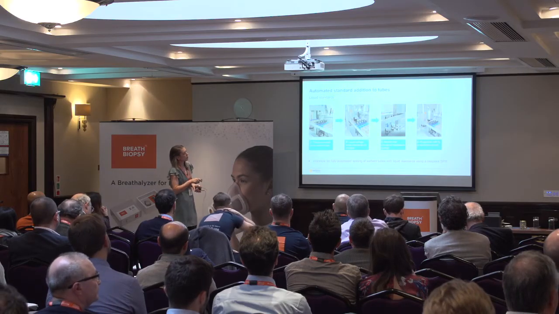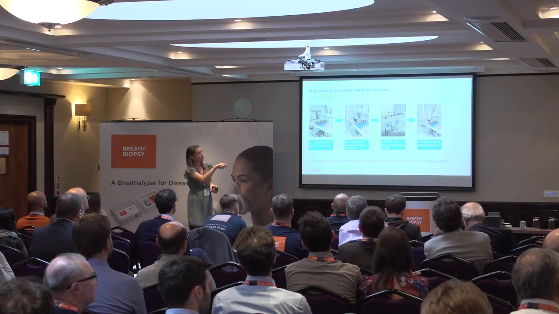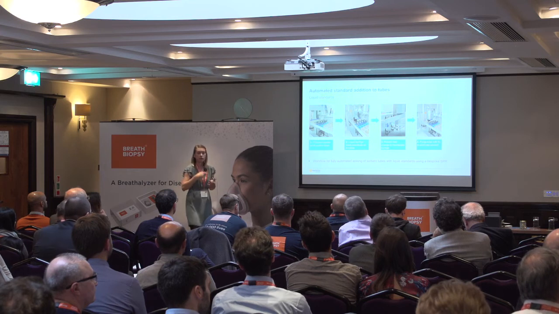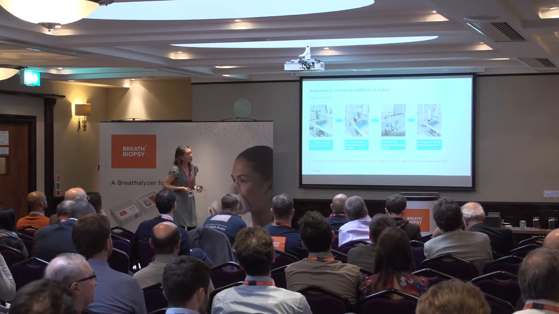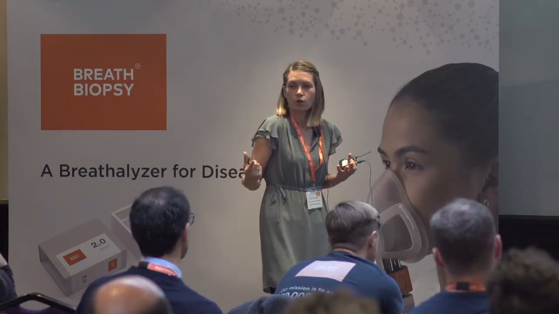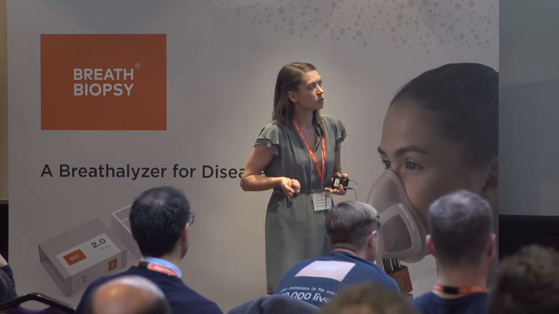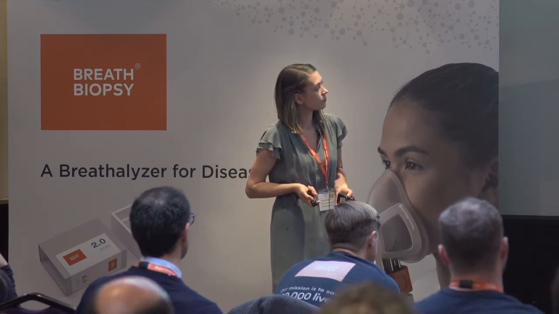So you can see the workflow here, where the tubes are held in the bespoke tray. Then the liquid syringe tool will load the standards onto the tubes before switching to the headspace syringe to purge the tube with nitrogen to eliminate any of the solvent. So being able to accommodate over 200 tubes on one autosampler means that you could very quickly spike multiple tubes with standards.